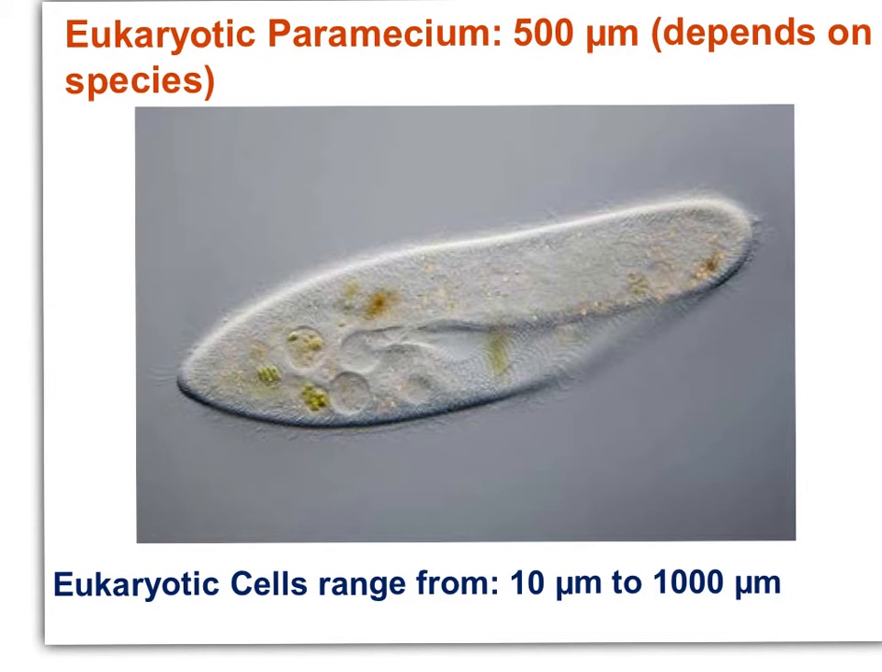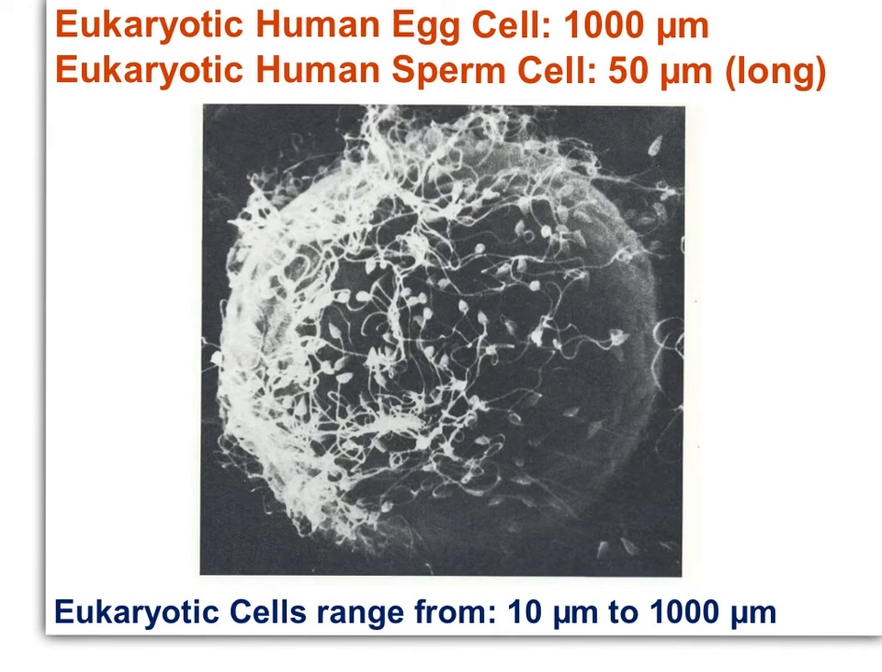The paramecium is a single-celled eukaryotic organism, approximately 500 micrometers in length. Eukaryotic cells range from 10 to 1,000 micrometers, although there are cells longer than 1,000 micrometers, like muscle cells or fungal hyphae, as you might remember from part 1 of this series. The human egg cell seen here is 1,000 micrometers, which is the same as 1 millimeter. Notice the numerous sperm cells, and they're significantly smaller at 50 micrometers long.